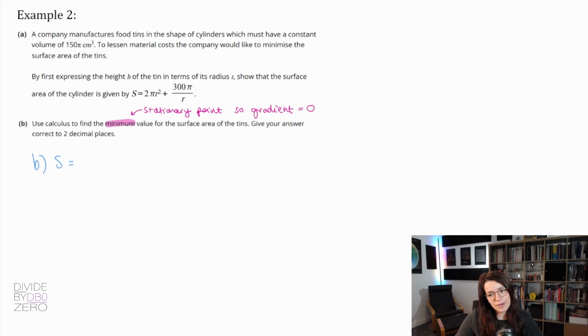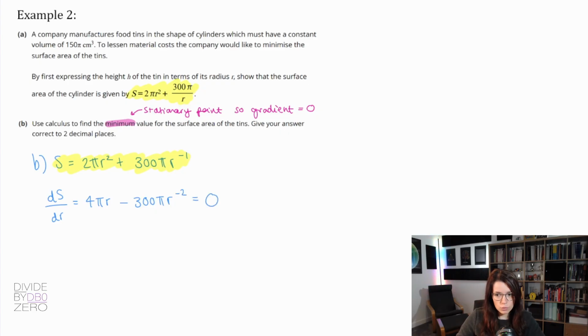S is equal to 2 pi r squared plus 300 pi r to the minus 1. That is just me rewriting the expression given in part A. So once again, if you can't get part A in the exam, doesn't mean you shouldn't try part B. Let's differentiate that. ds dr, we get 4 pi r minus 300 pi r to the minus 2. We're going to set that equal to 0, and we're going to solve for r. Now this one is slightly more complicated, so what I would suggest is you rearrange it like this. And as you're rearranging it, maybe write it back in terms of fractions rather than negative powers.